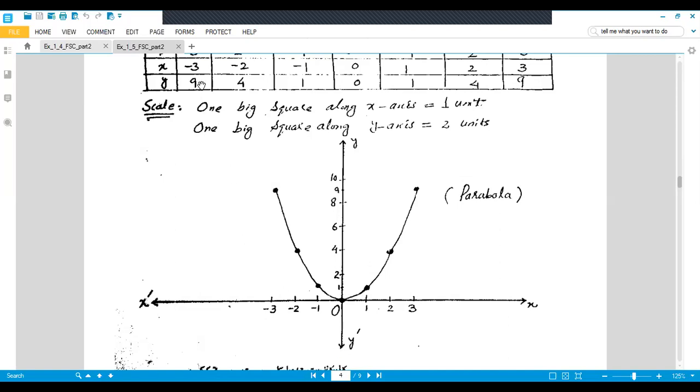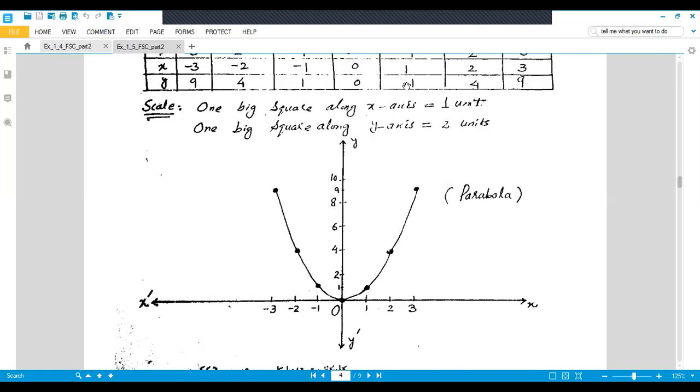For minus 3, you have positive 9, so above minus 3 in front of 9, you put this point. For minus 2, you have 4, so above minus 2 in front of 4, you put this point. For minus 1, you have positive 1, so above minus 1 in front of 1, you put this point. For 0, you have 0, so here on the origin, you put a point.